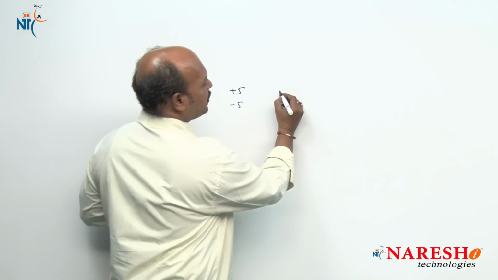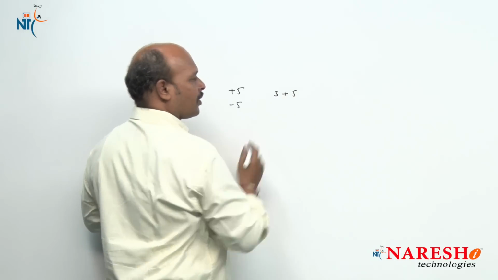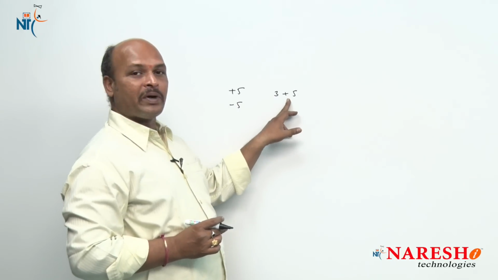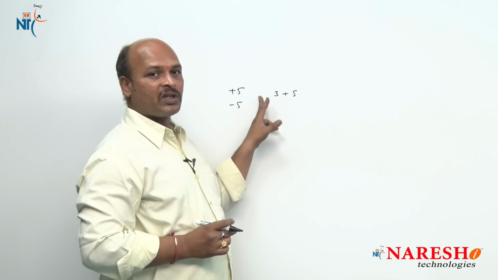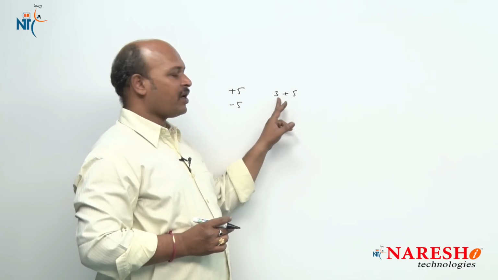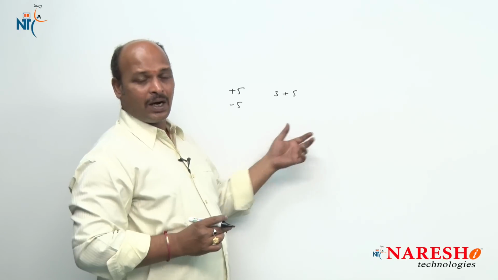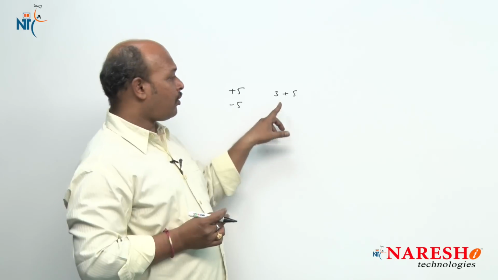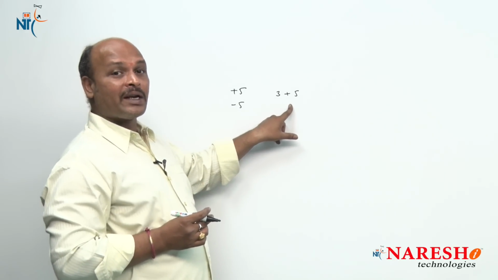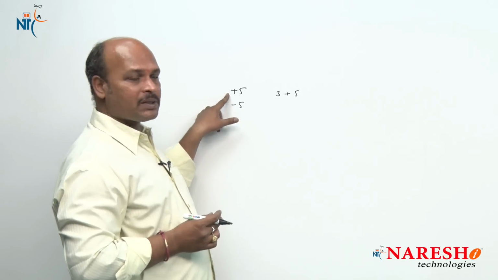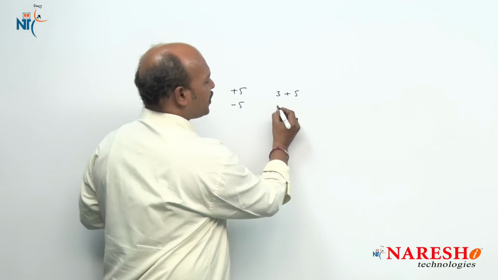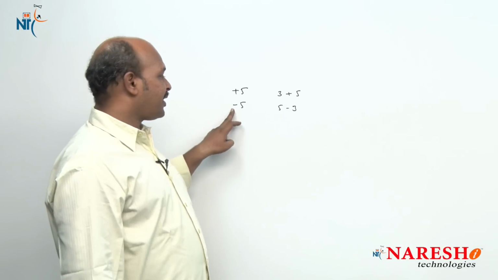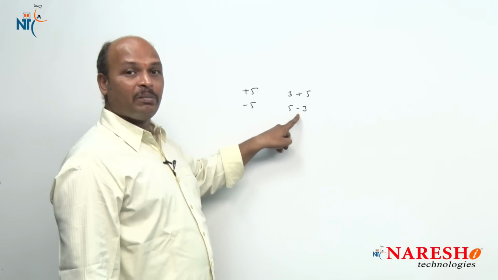Next, see this: 3 plus 5. It is the same plus operator, but here it performs the operation on 3 and 5. 3 and 5 are called operands, and here two operands are participating. This one is called binary plus. Similarly, 5 minus 3: here it is binary minus, and earlier it was unary minus.